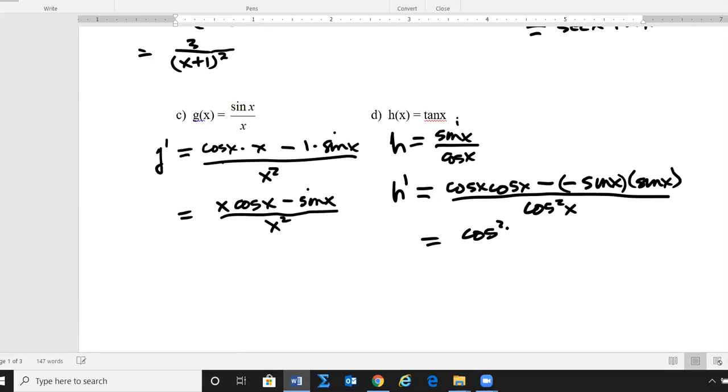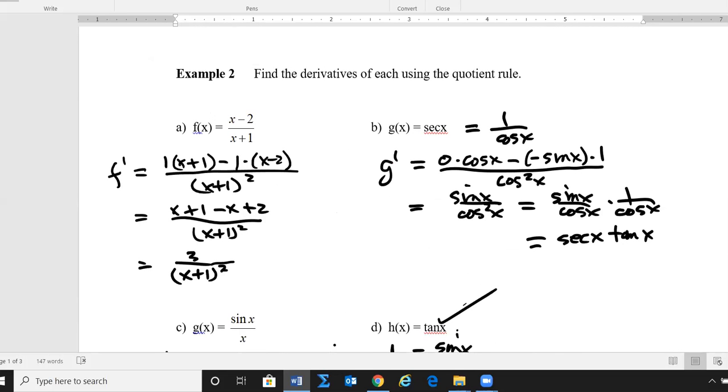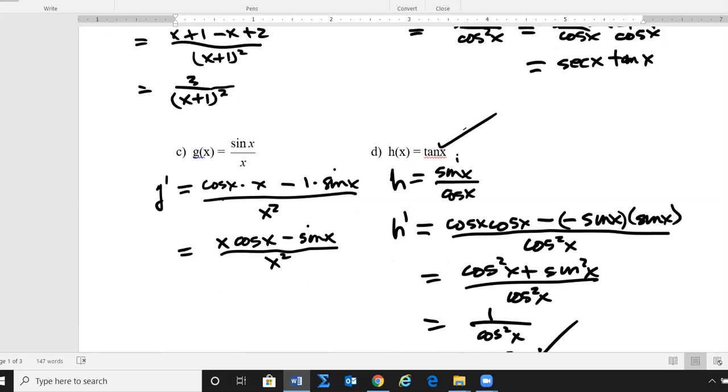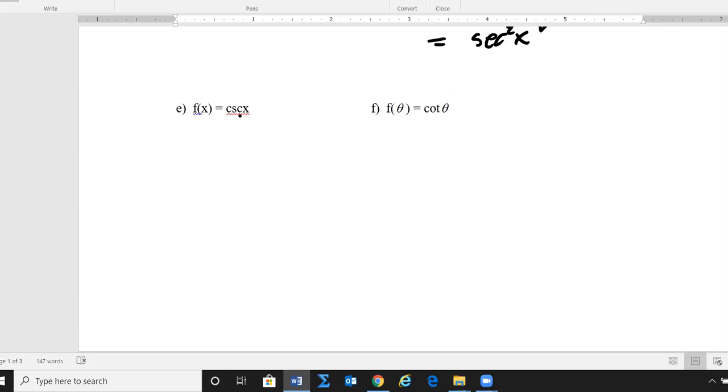Well, that's cosine squared plus sine squared over cosine squared. Well, that's 1 over cosine squared, and that's better known as the secant squared. So what we see here is the derivative of the tangent function is secant squared, and that's the result you want to remember. Because so far we've got 4 of the trig functions done. We've got sine, cosine, secant, and tangent. We know how to differentiate those. Okay, and this will round out that series of functions now.